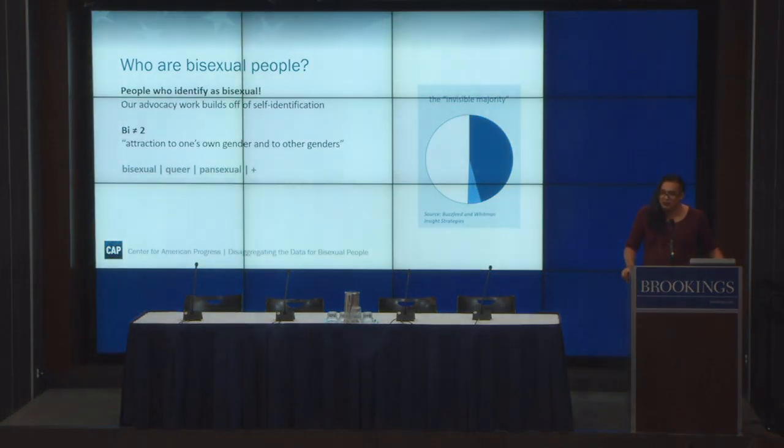First of all, who are bisexual people? As similar to what some folks have said so far, it is a question of identity. I think other health surveys can sometimes look at sex of sexual contacts and how people behave, but what we're really interested in is a community that identifies as such. So someone who is bisexual is someone who identifies as bisexual. Bi also does not equal to.